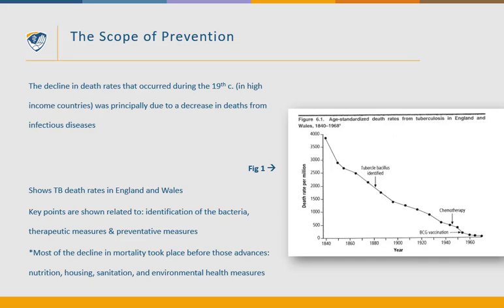So again, this figure shows key points related to the identification of the TB bacteria, and then the different therapeutic measures and preventative measures. Now notice that most of the decline in mortality took place before those advances in the therapeutic and preventative measures. So, what helped? Changes in nutrition, changes in housing density, sanitation, and other environmental health measures.